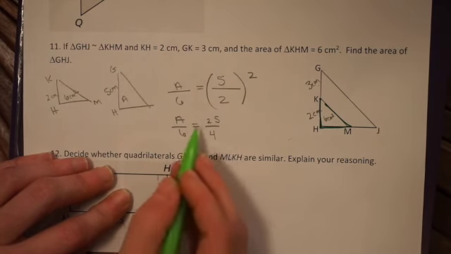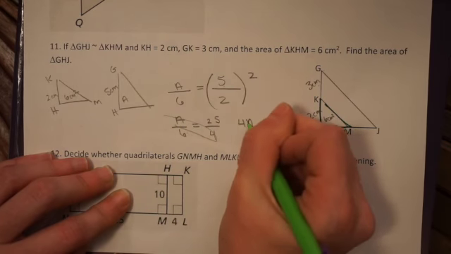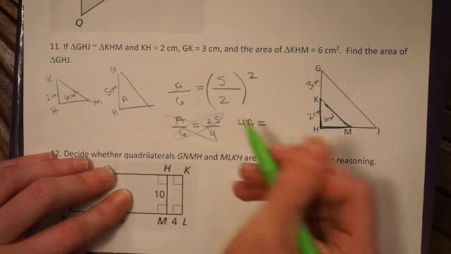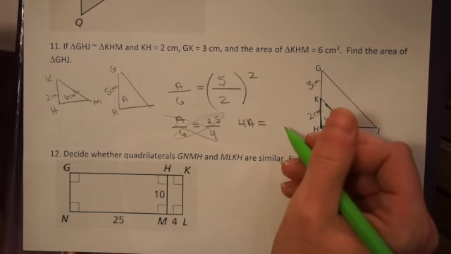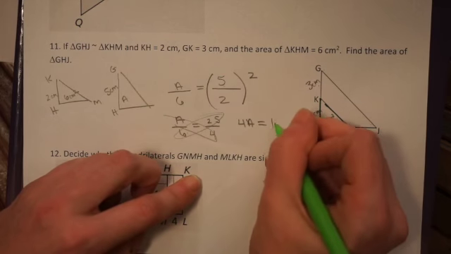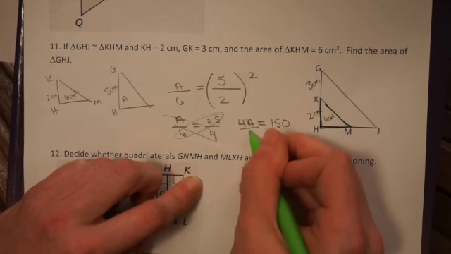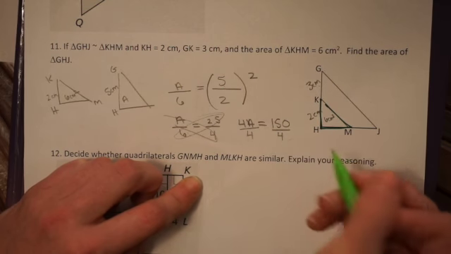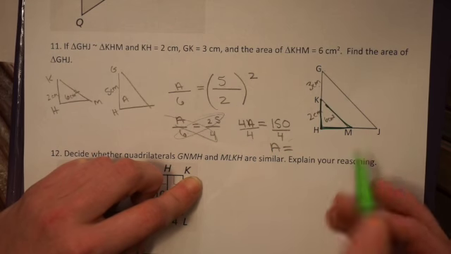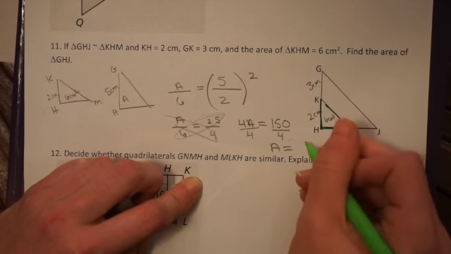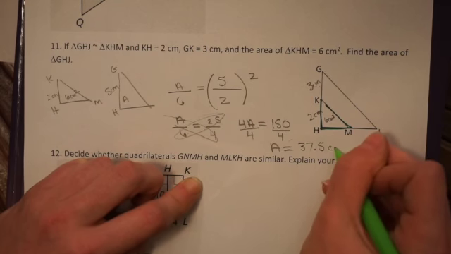Now I just cross multiply. 4 times A just gives me 4A. 6 times 25, that will give me back, I believe, 150. Yep. And then I just need to divide both sides by 4. So now the area for GHJ is going to be 37.5 centimeters squared.